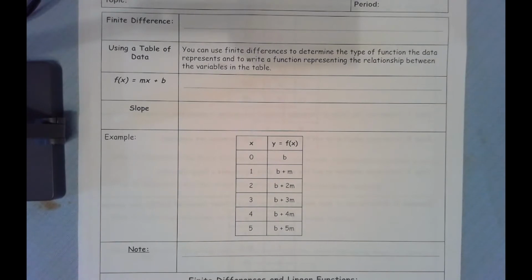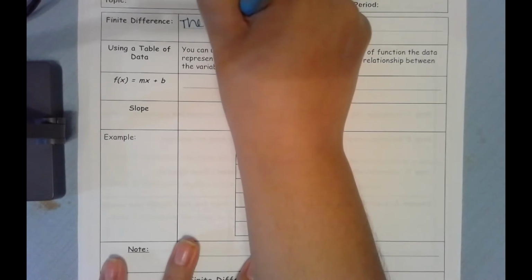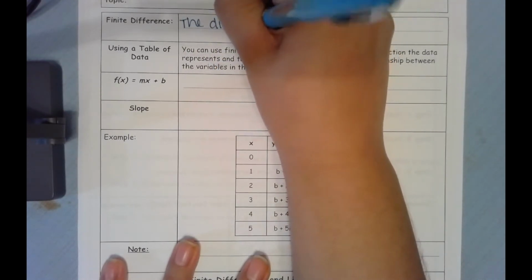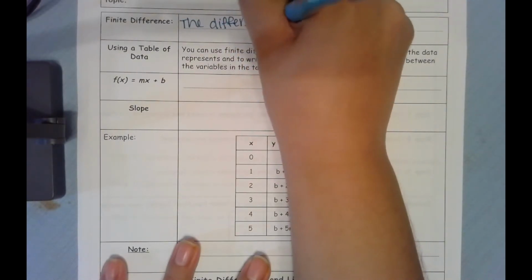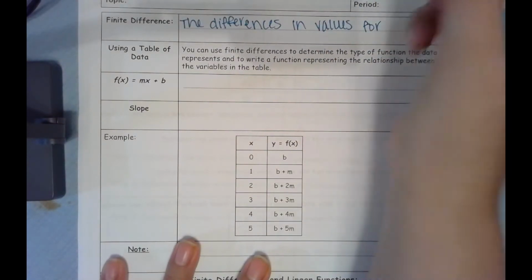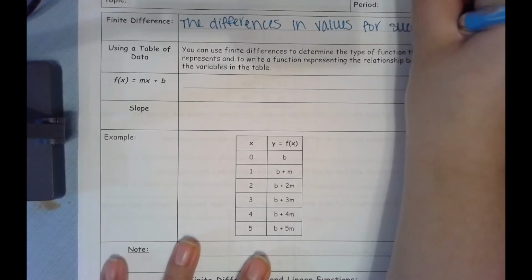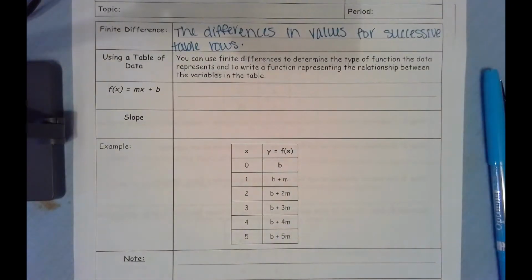Alright, finite differences. Those are the differences in values for successive table rows. So when you're using a table of data, you can use finite differences to determine the type of function the data represents and to write a function representing the relationship between the variables in the table.